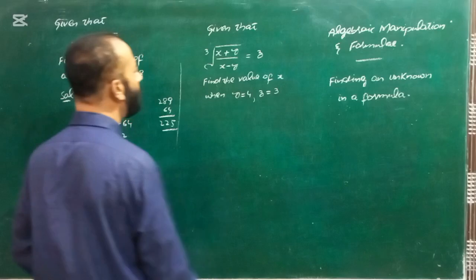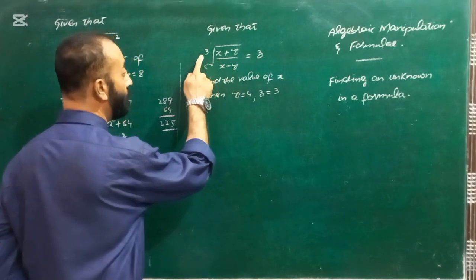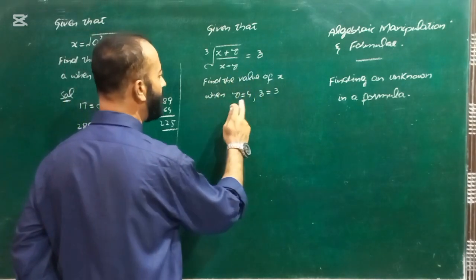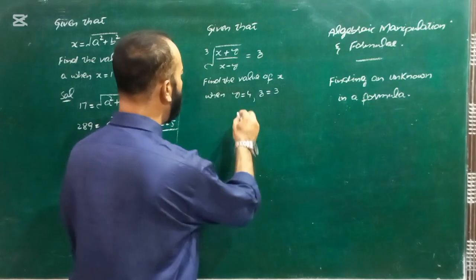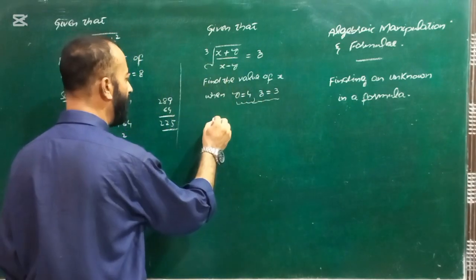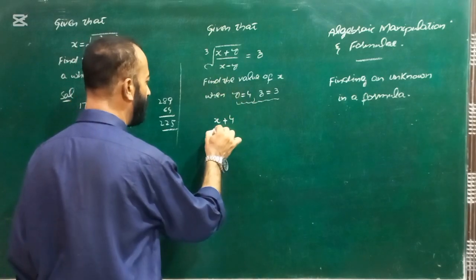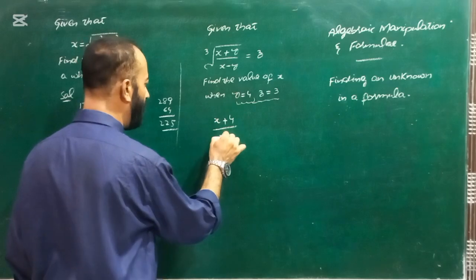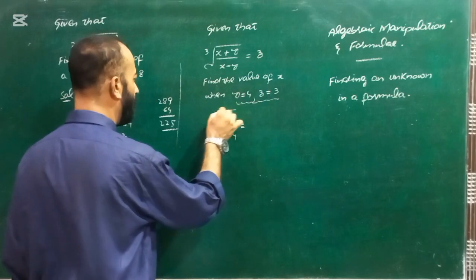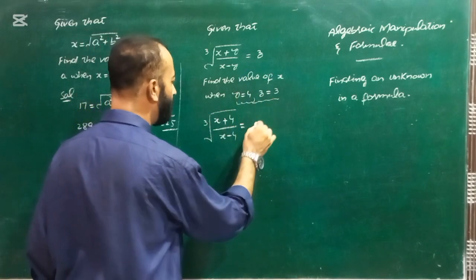And in this question, you can see the cube root of x plus y over x minus y is equal to z. The requirement is to find the value of x when y is equal to 4 and z is equal to 3. So we will put the values of y and z into the formula. So look now, x will remain as it is and y is 4. So that's why it will be x plus 4 over x minus 4, and the cube root is still there. And on the right hand side, we have z whose value is 3.